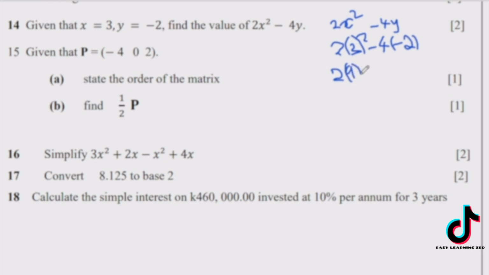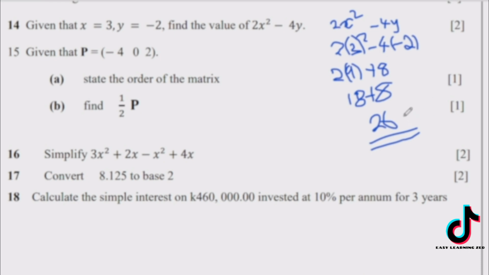Then negative 4 times negative 2 will give us positive 8. Then 2 times 9 will give us 18, plus 8, which will give us 26. So 26 is the correct answer for this question. So the value of 2x squared minus 4y is 26.